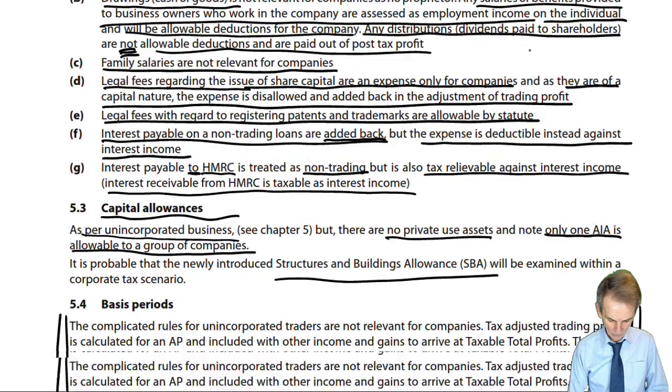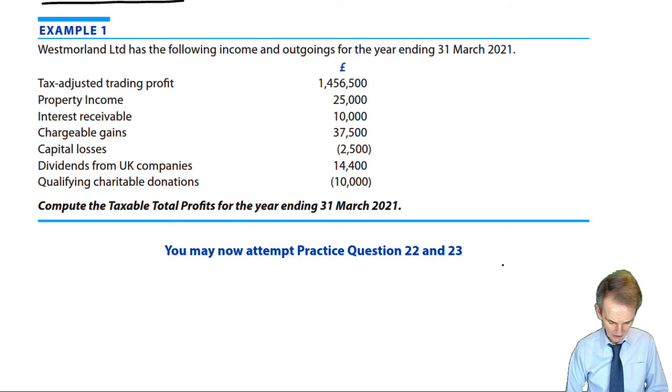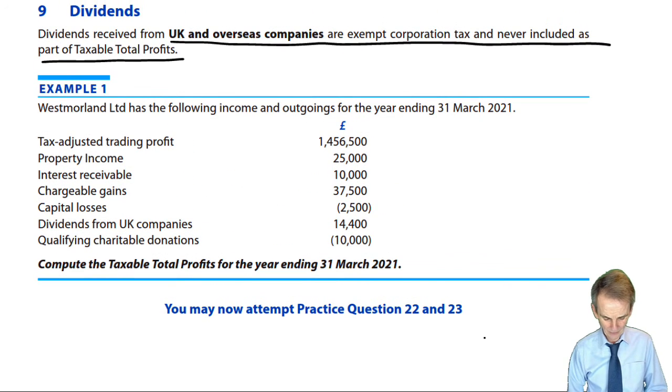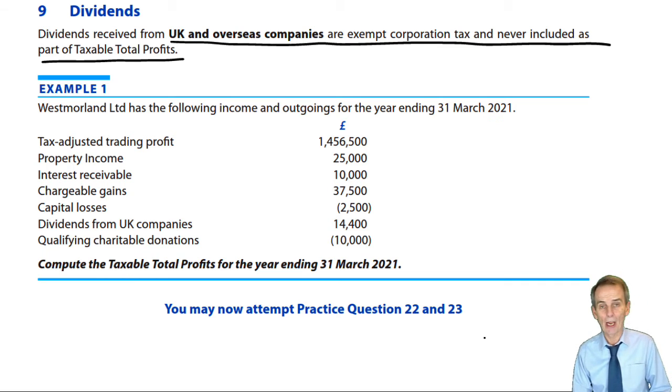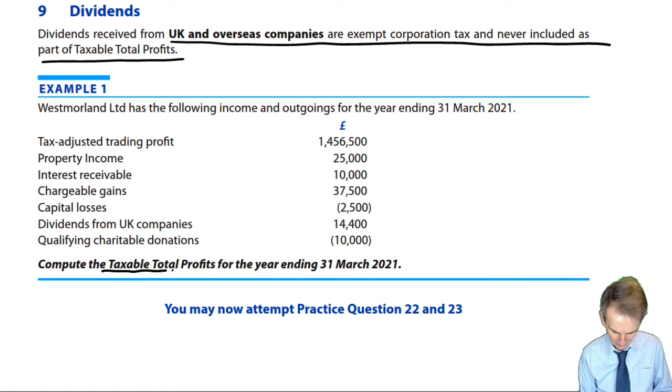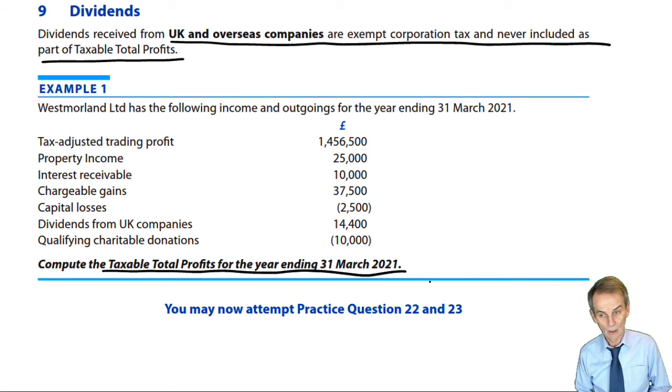So, all that's left for me to get you to do now, therefore, is to have a go at example 1 between now and next time and check that answer out for yourself. Should be a straightforward exercise, so no pressure then, eh? Compute the TTP for the year ended March 21. So we're not calculating the corporation tax liability. That would be 19% of that figure. We are computing the TTP.